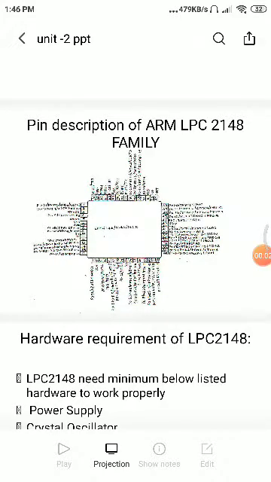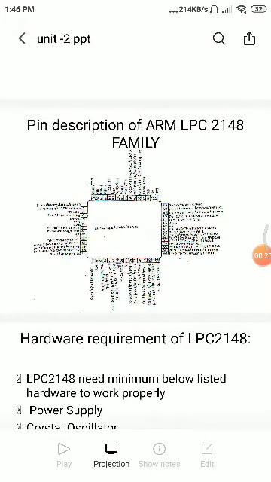In the last class we have seen the LPC 2148 features. So in this class we are going to see about the pin descriptions of ARM LPC 2148. There are 64 pins in ARM LPC 2148. Totally it will be divided into two ports, port 0 and port 1.